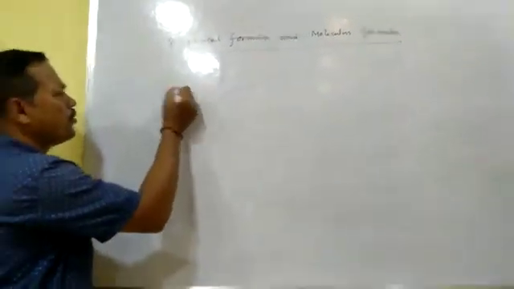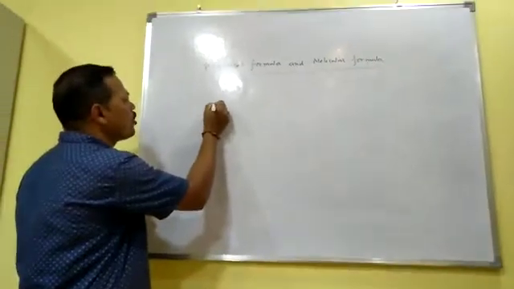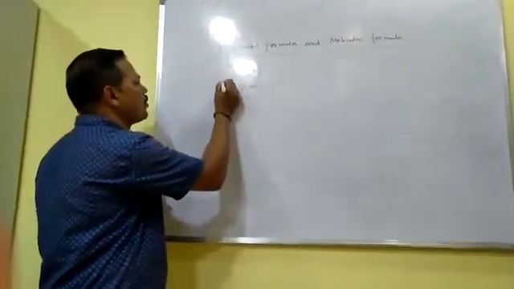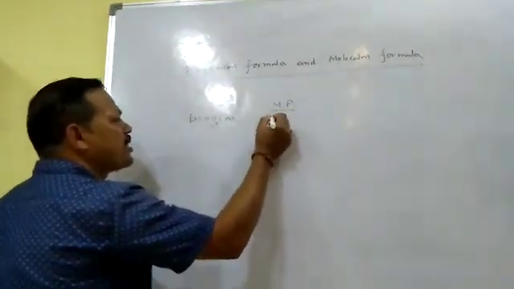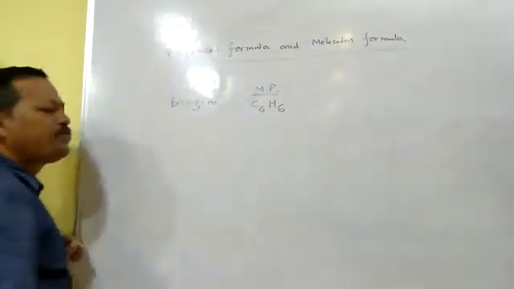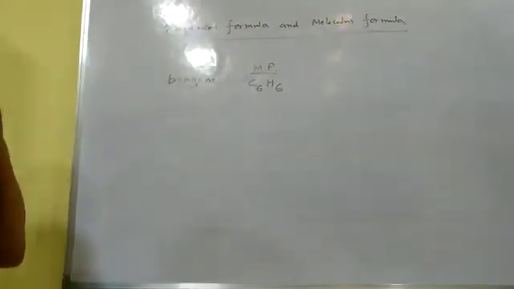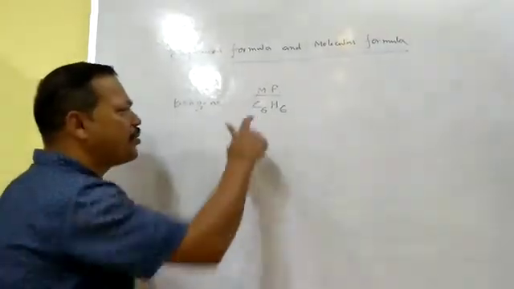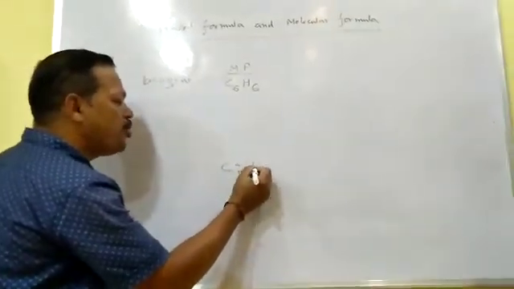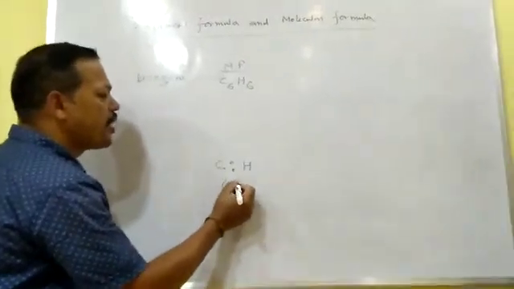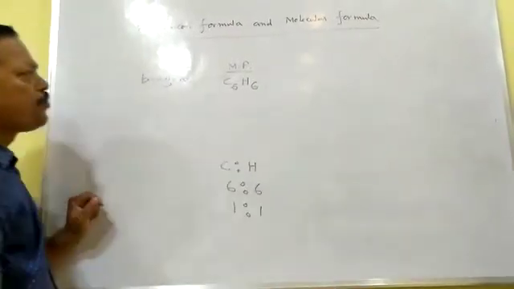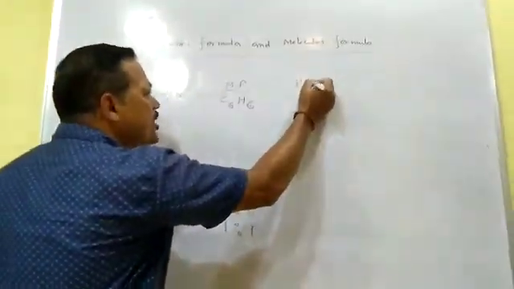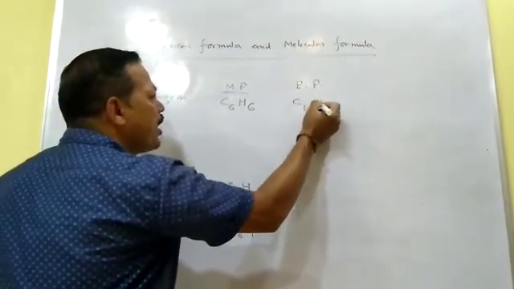Now what is empirical formula? Now look at this. You know one compound which is called benzene. The molecular formula of benzene is C6H6. It is one of the organic compounds. Now here, what is the ratio of carbon and hydrogen? Carbon 6, hydrogen also 6. So what about the simple ratio? You can write 1:1. So the empirical formula for this compound will be C1H1.